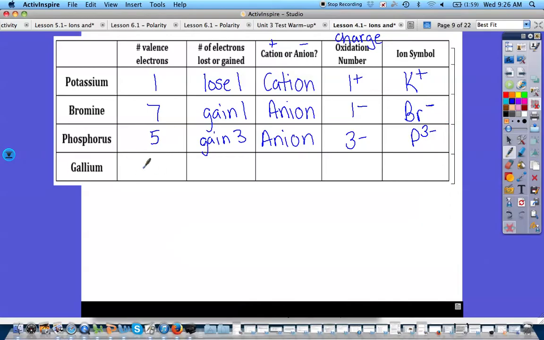Gallium has 3 valence electrons. It is going to lose 3, giving it a positive charge, a cation. This is going to give it a 3+ charge. And so now our ion symbol is going to be Ga3+.